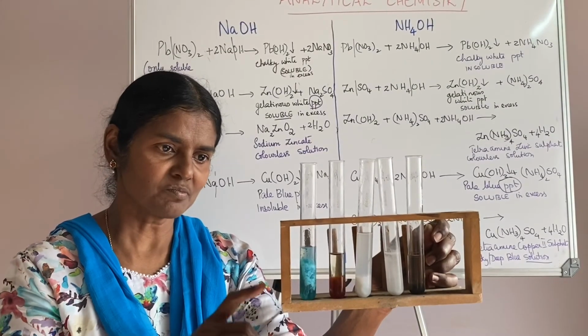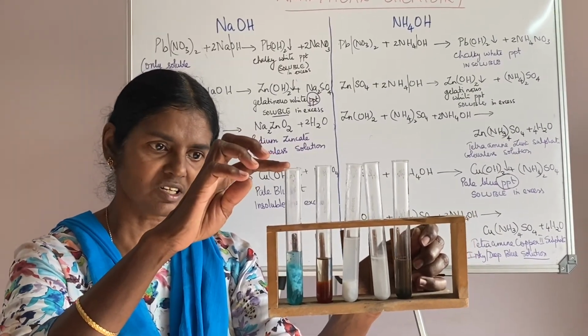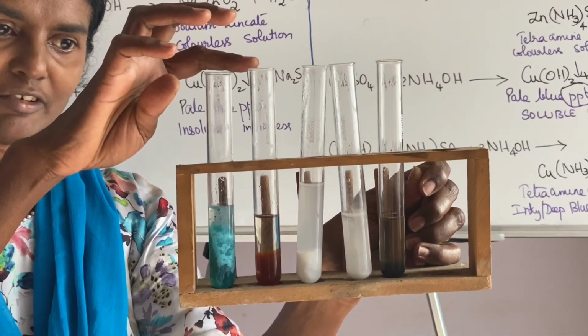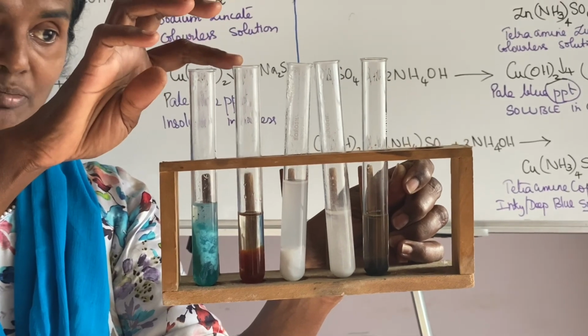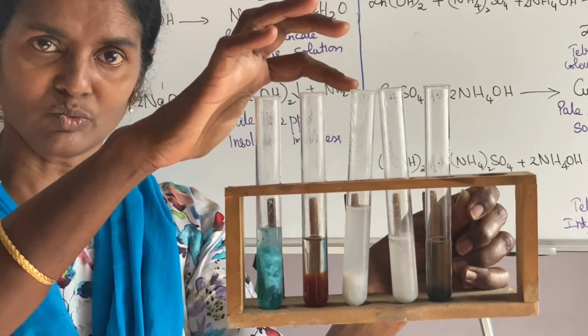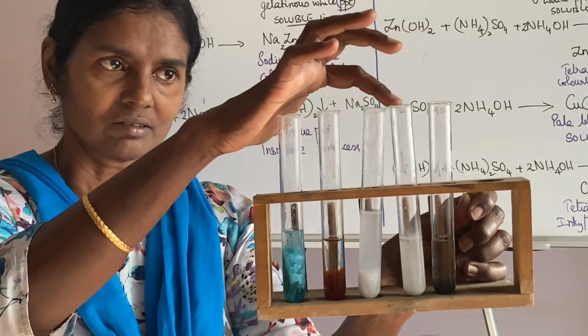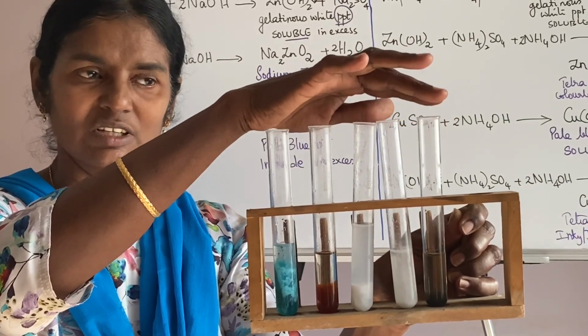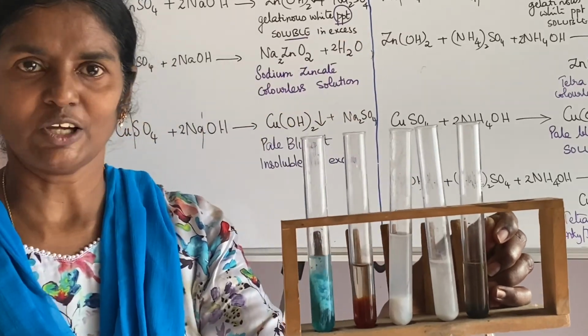So to recap, you have a pale blue precipitate here with copper, reddish brown precipitate with ferric, that is Fe3+, gelatinous white with zinc, chalky white with lead, and a dirty green precipitate with ferrous. Okay, I hope you enjoyed this.